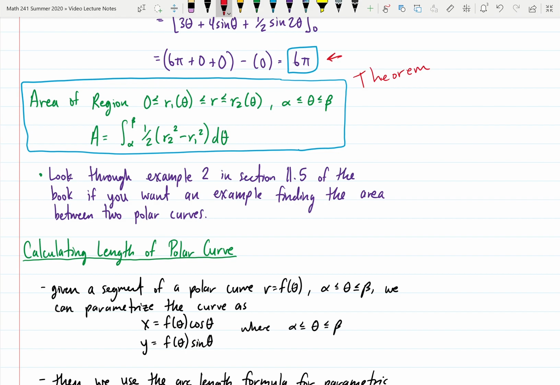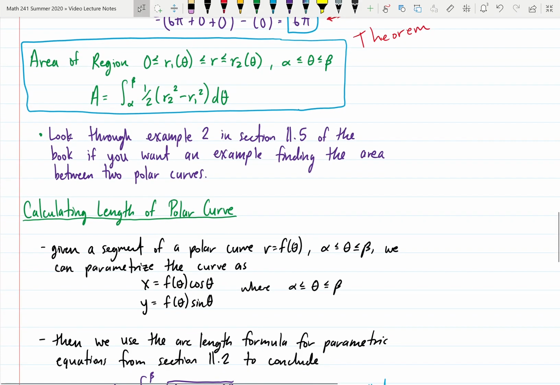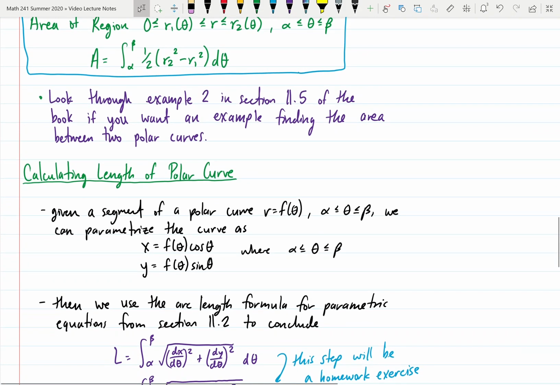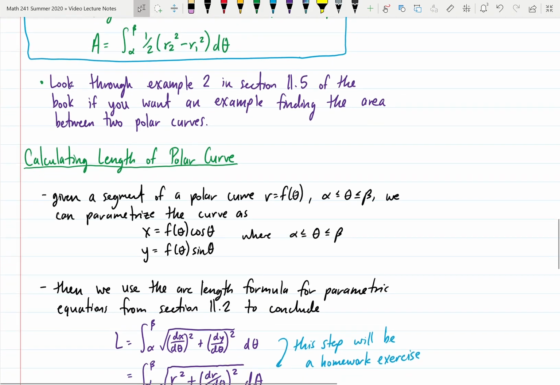I'm not going to give an example of it just because I want to conserve some time. If you do want to look at an example, then the book offers one. It's example 2 in section 11.5. You're free to go look at that, that'd be great. Or you could even look up some examples online if you feel the need to. I'm also going to assign some homework problems that have you finding the area between multiple polar curves, so you'll have some practice doing that if you need to brush up.